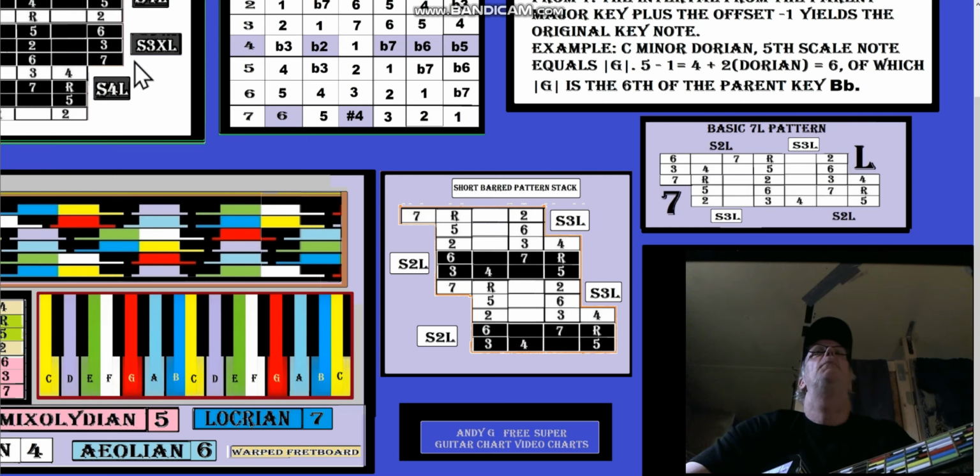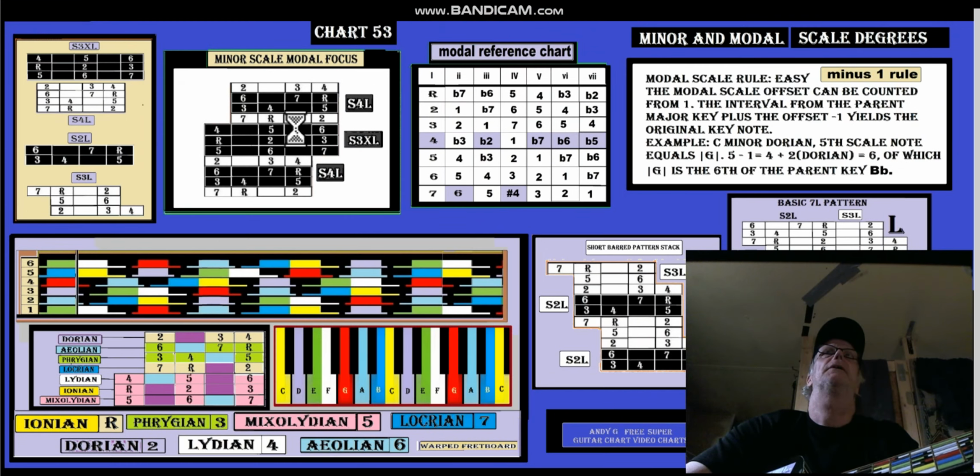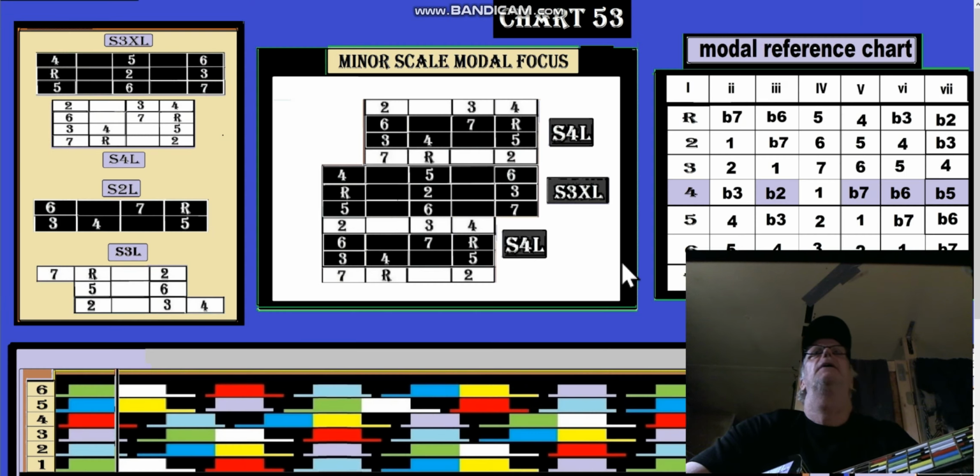All right, back to this pattern here. Okay. So what we've got is this S3XL sandwich here with the 5, 6 substitution. All right, then we just go into an S4L, but actually we go into an S2L because this is the S2L.